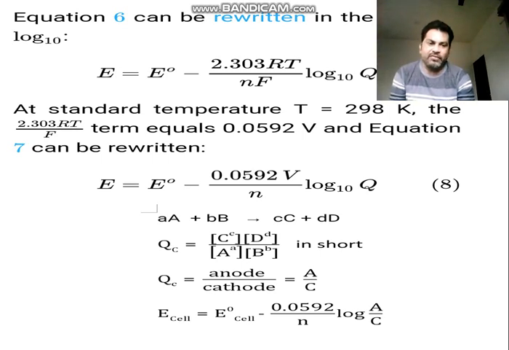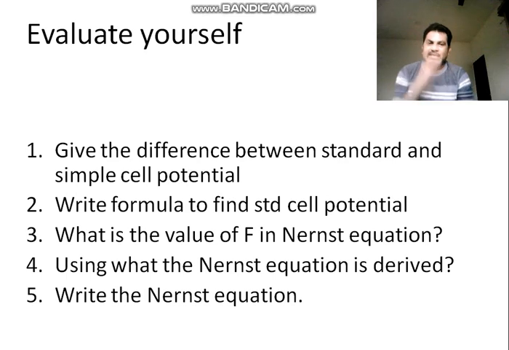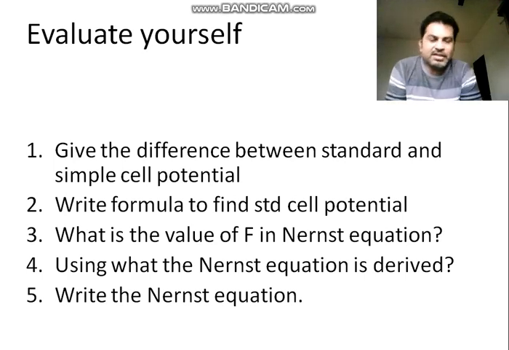Okay. Now the final thing is that we are going to check it ourselves. First, give the difference between the standard and simple cell potential. Standard is always at temperature 298, pressure 1 and concentration 1. Write the formula to find standard cell potential. So standard cell potential is derived by E degree cell is equal to E degree cathode minus E degree anode. Okay, that is very simple.